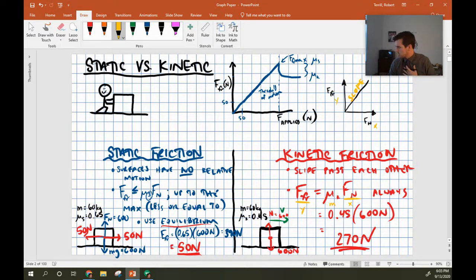So that hits pretty much everything we need to know on static versus kinetic friction. One more time, just be very, very careful when you're doing your static friction that you don't overestimate the value.